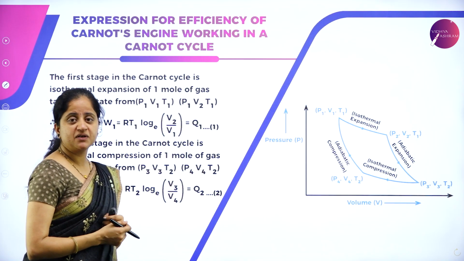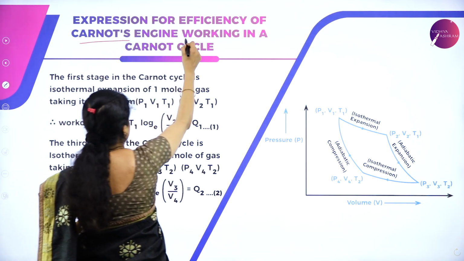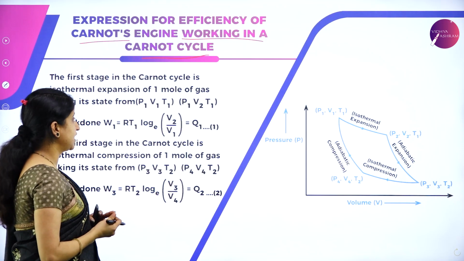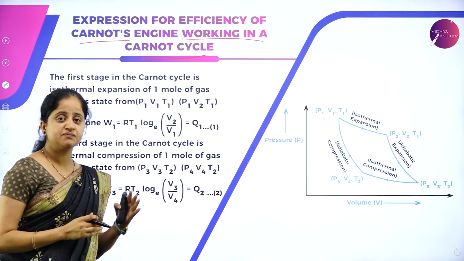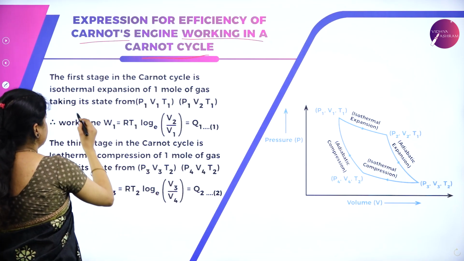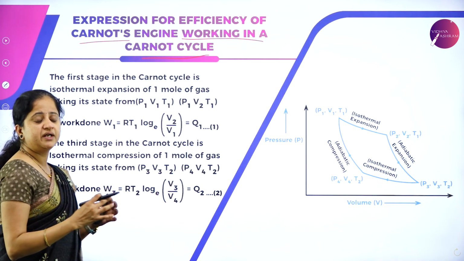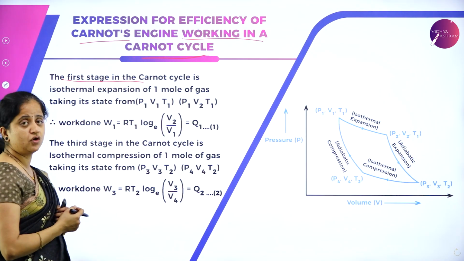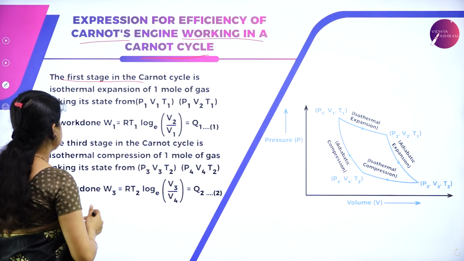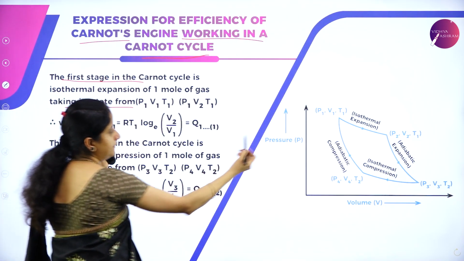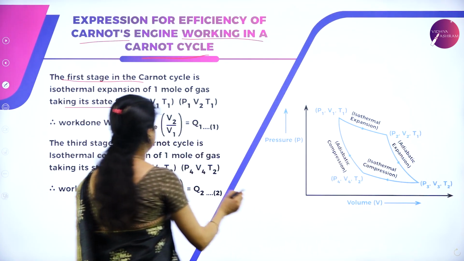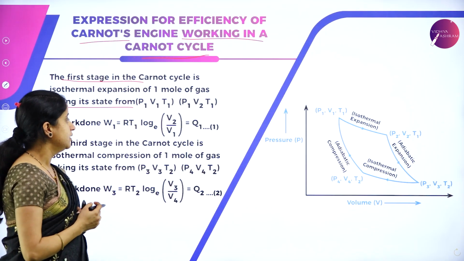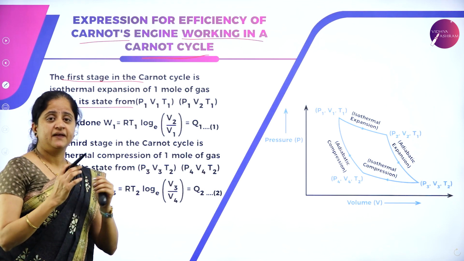So let us now write an expression for the efficiency of the Carnot engine working in a Carnot cycle. How do we get the expression for the efficiency of the Carnot engine? In the Carnot heat engine, the working substance is an ideal gas. So let us consider an ideal gas which is undergoing different processes. The first stage in the Carnot cycle is isothermal expansion, as we all know. Here we have considered 1 mole of gas changing its state from P1 V1 T1 to P2 V2 T1, and we know that the work done in an isothermal process is given by W equals RT log of V2 divided by V1, which we have already derived.